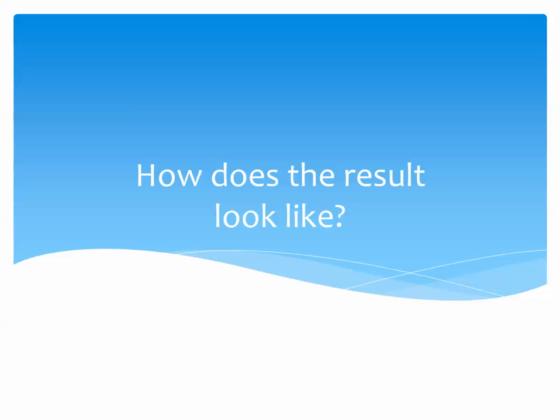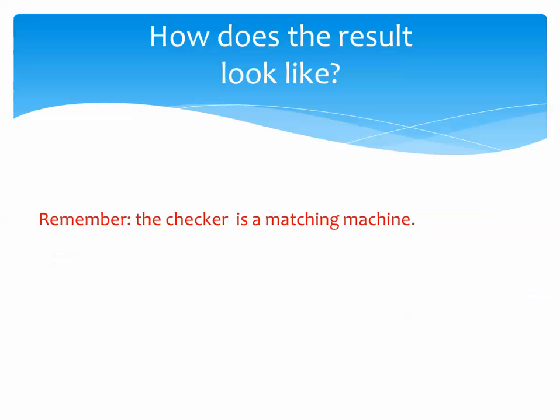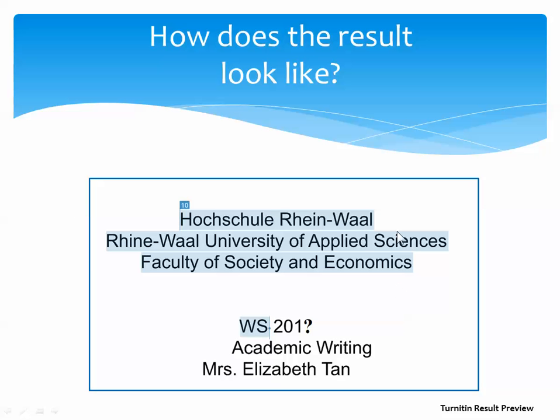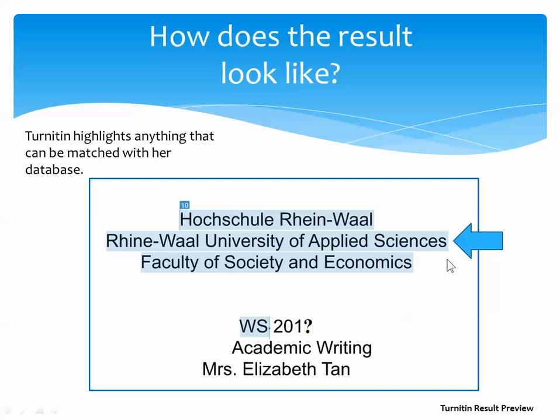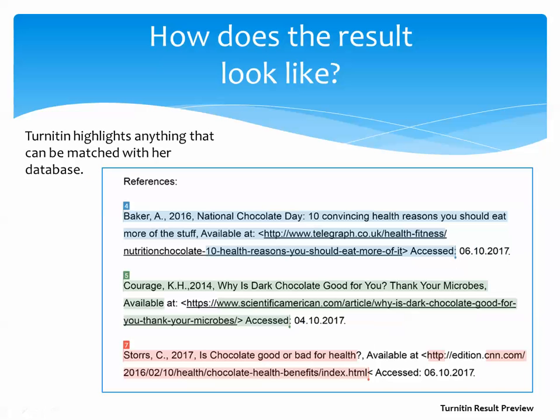So, what does the result look like? Remember, the checker is just a matching machine, okay? So here you can see it's a typical paper where we always put our university's name, and as you can see right away, it's being highlighted. References as well. All references will be highlighted colorfully because they match. Yeah. Again, it's a matching machine.